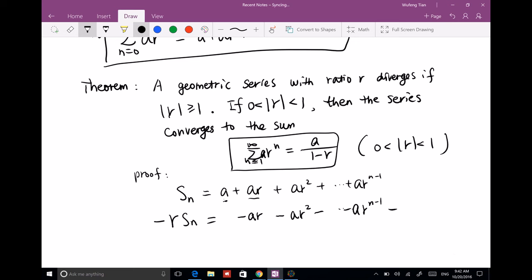What about the last one? AR^(n-1) multiplied by negative R. The last term. This is from the previous one, right? And you have one more. This one goes to negative AR to the nth power. Very good. So I got these two.